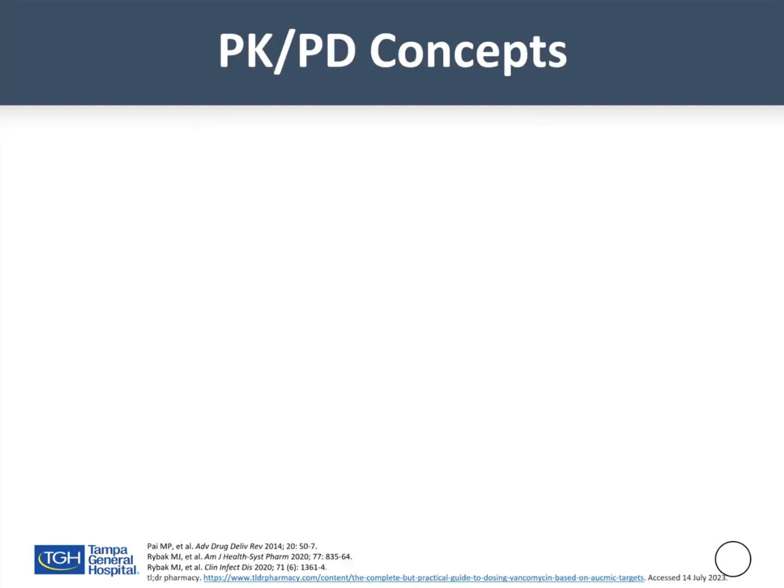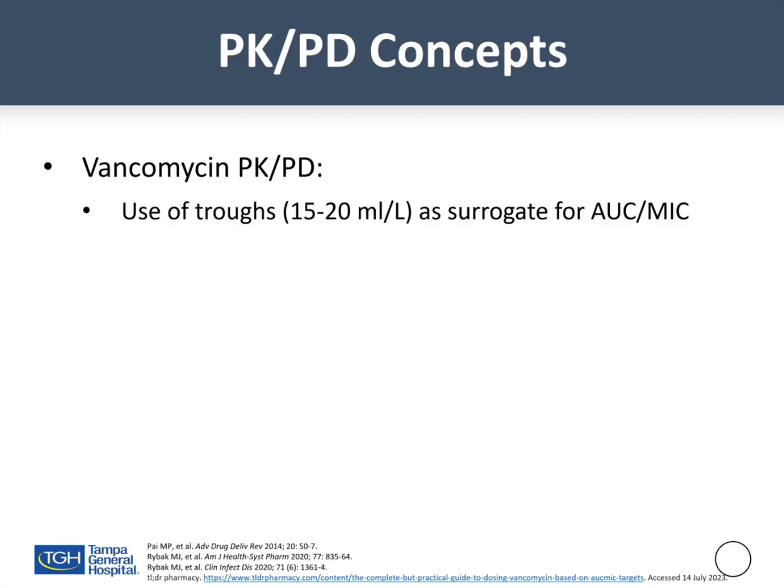Now going into AUC/MIC, I'm going to break down a little bit for Vanco here. That's the one that hospitals are moving towards, where you're actually getting drug levels to calculate AUC. Not that y'all are going to do it on the physician side, but pharmacists are doing it on the backside. So many years ago, with previous iterations of our Vanco guidelines, we were using troughs of 15 to 20 as a surrogate for at least getting our AUC over 400.